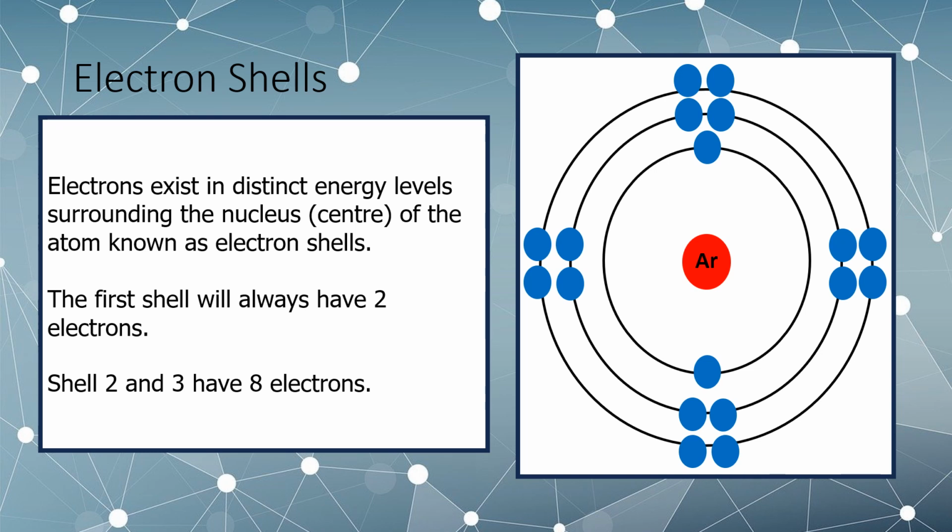And shells 2 and 3 have 8 electrons. On the right here we have argon, which has in total 18 electrons. So you see its first shell has 2, its second shell has 8, and its third shell has 8. Once you start to get into the higher shells, those numbers get a little bit more tricky, but we're only going to focus on the atoms up to 20 on the periodic table, meaning they only have 20 electrons, or 3 shells for the most part.